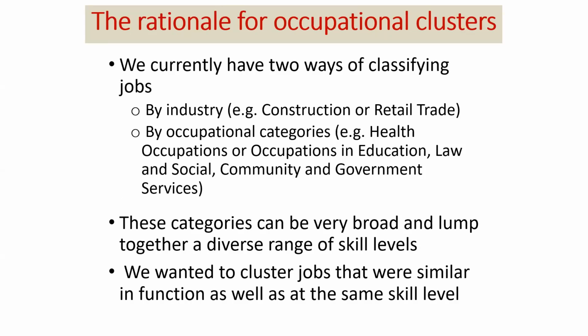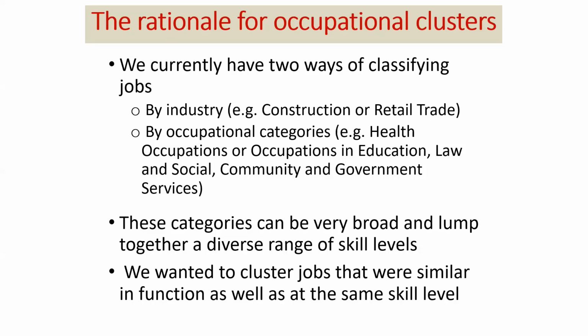So we already have ways of classifying occupations. We do them by industry. So we have categories like construction or retail trade or manufacturing. And we also have specific occupational categories that we use when we try and understand jobs. So health occupations, ones listed here, occupations in education, law and social services, and so on. We have 20 industry categories when we look at classifying jobs, and we have 10 occupational categories when we classify jobs by occupations. The problem is those are rather broad ranges.